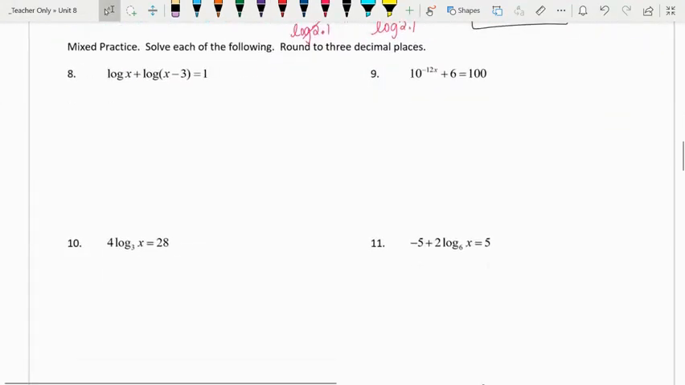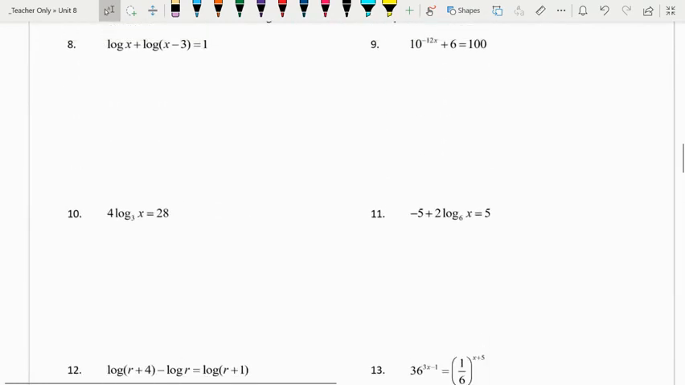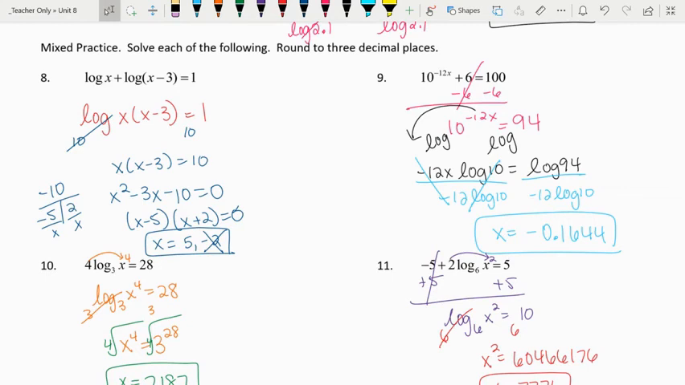All right, so feel free to try these last 6 out. I'm going to post the answers on here in just a second, and then you can check your work as you go. So on number 8, you had to combine the logs first.